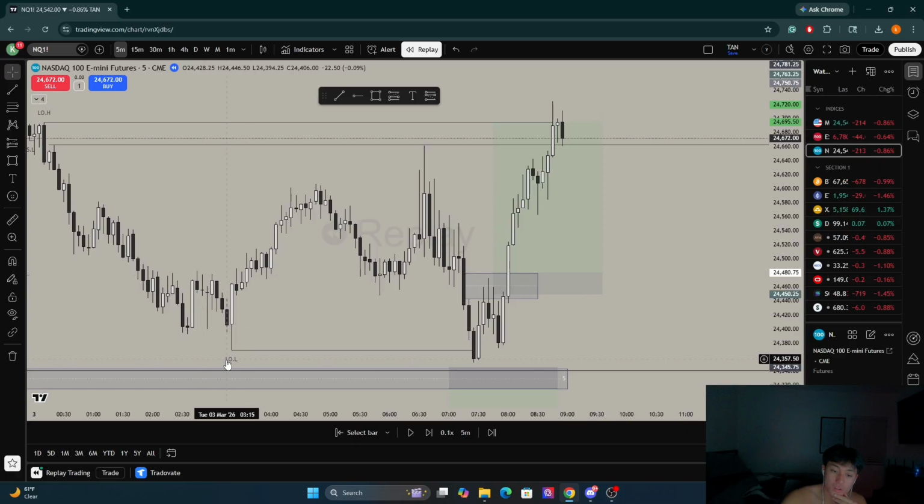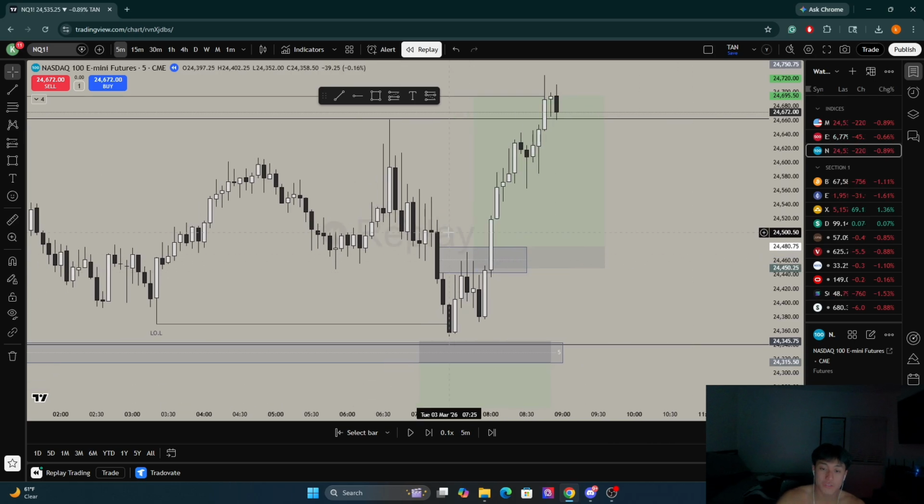We swept out our liquidity, and we waited for the reaction. How did we get the reaction of a bullish bias? Well, we saw that price was holding above it and displacing up. Following that, how did we get our entry model? It was off the 5-minute time frame, off a 5-minute inversion. And it's as simple as that.